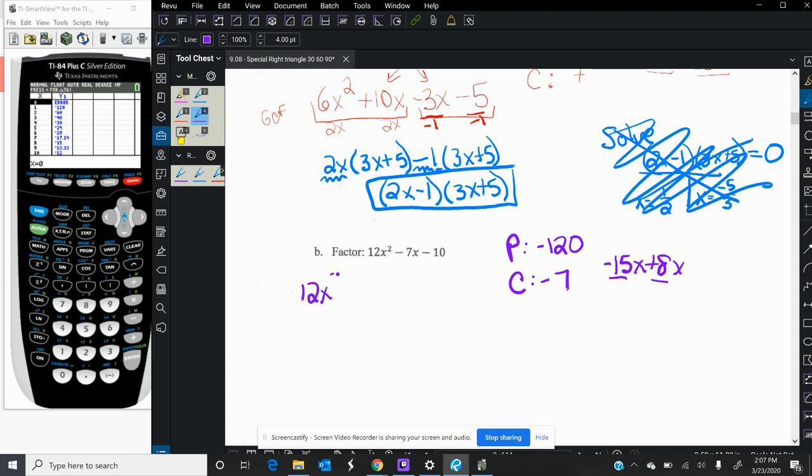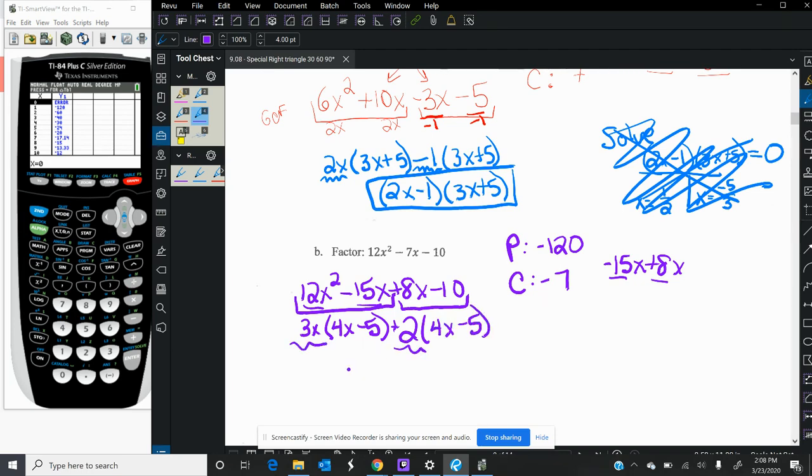So rewriting 12x squared minus 15x plus 8x minus 10. Now, it doesn't matter what order these are in. The factor by grouping will always work itself out. So here we have a 3x that divides into each term nicely. And then 4x minus 5 would be left over when we divide each of these by a 3x. Over here, we're going to take out a positive 2, and we'd be left with 4x minus 5 as well. So then the magic, we group the 2 GCFs as one binomial, so 3x plus 2 times the 4x minus 5 are the 2 factors.